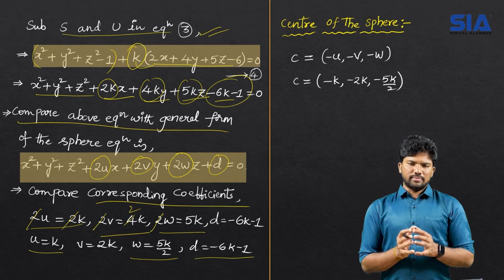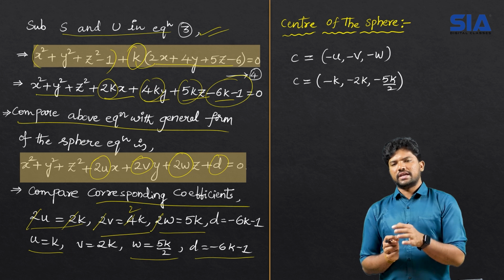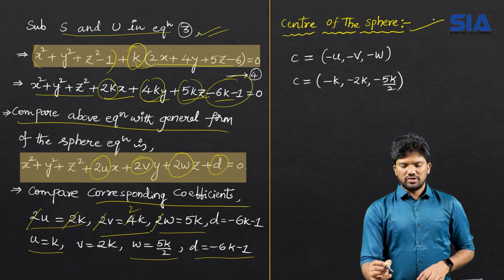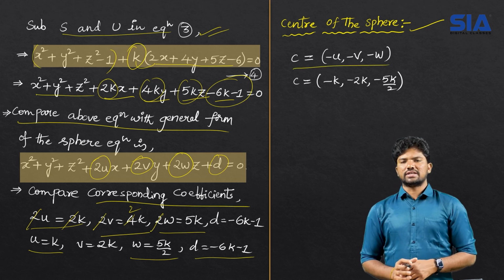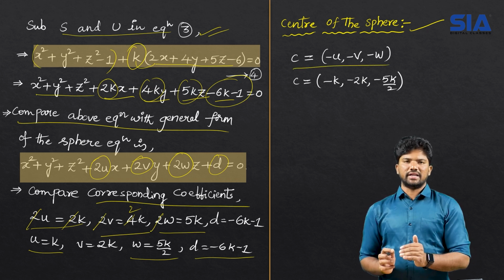Now, in the problem they are asking to find the sphere equation, right? So the center of the sphere formula you know very well: capital C is equal to minus u, minus v, minus w.